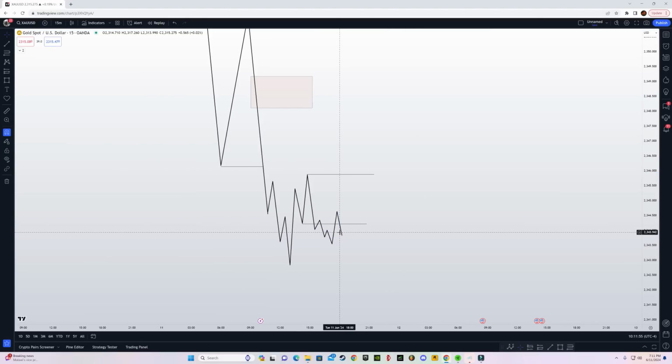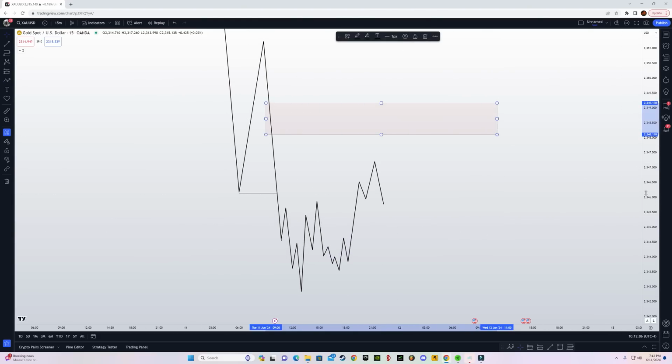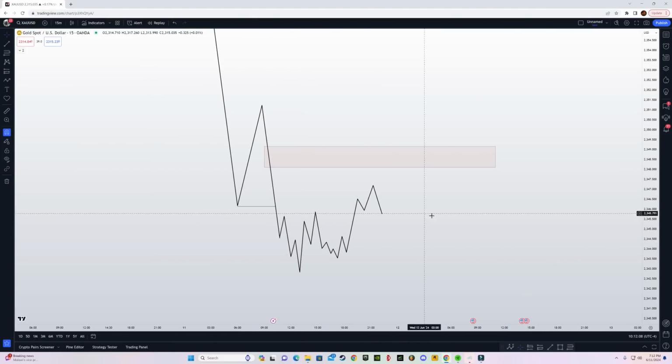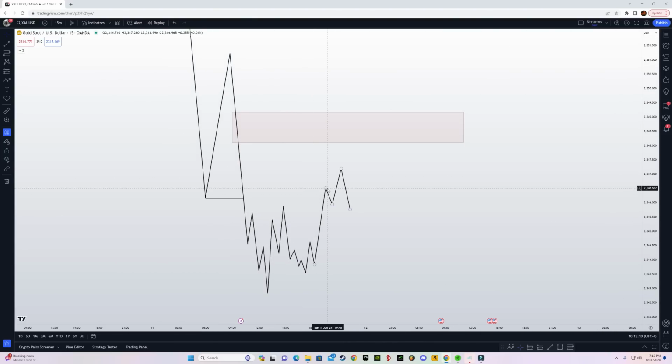So I'm going to keep on doing this. I'm going to keep on doing this until the daily fair value gap or the daily IRL has been reached. So I'm going to go to the 1 hour time frame once again. I'm going to look for this pattern once again.